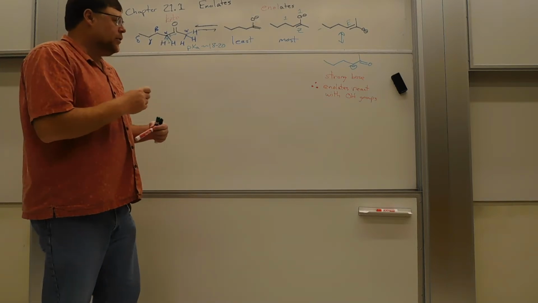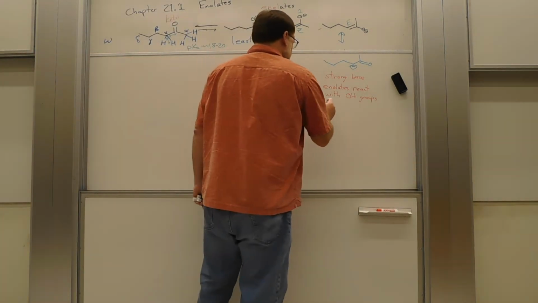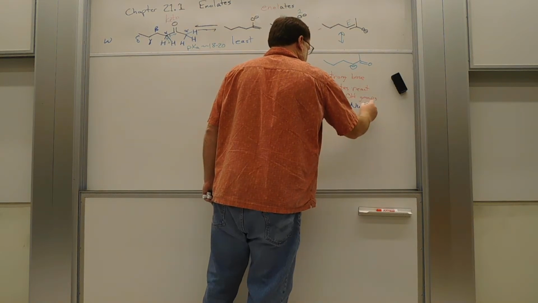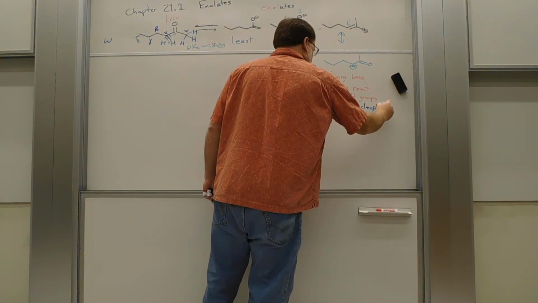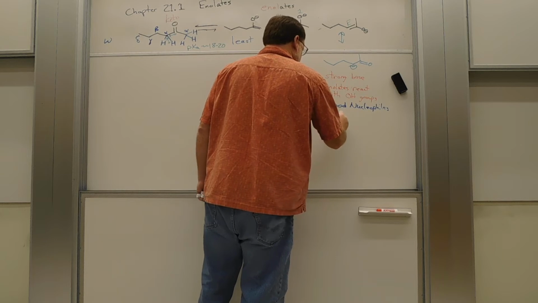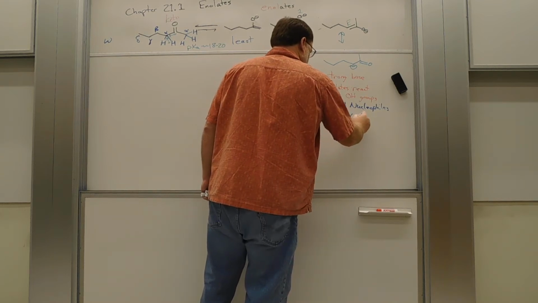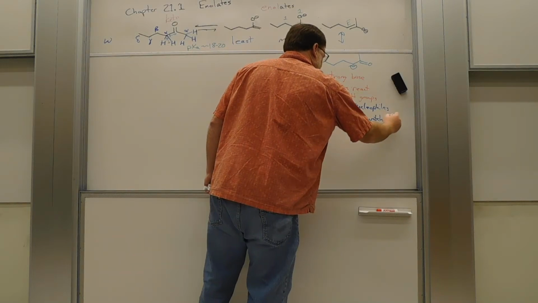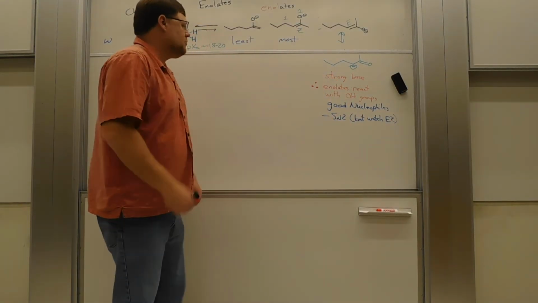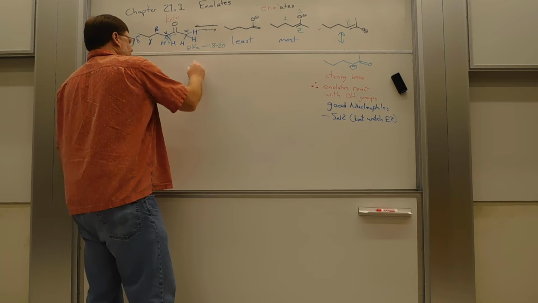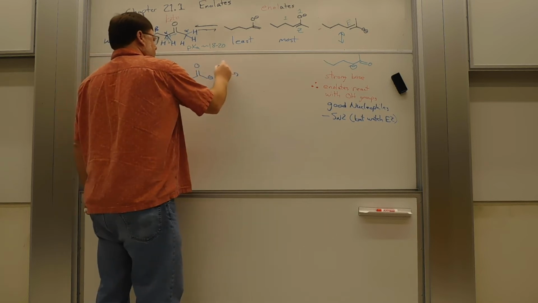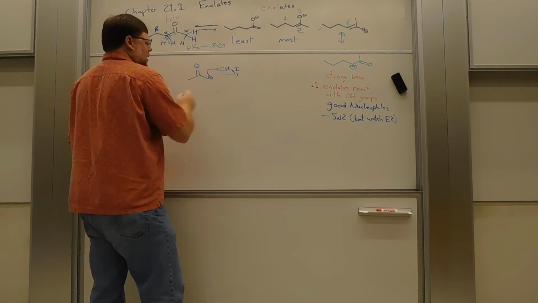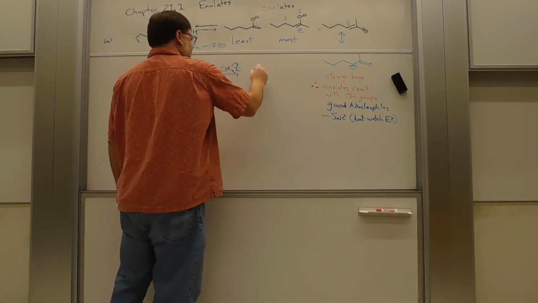They're also good nucleophiles. Enolates are good nucleophiles. So an enolate can do an SN2 reaction. So you could have, just for example, if I make that enolate, I can do an SN2 reaction.